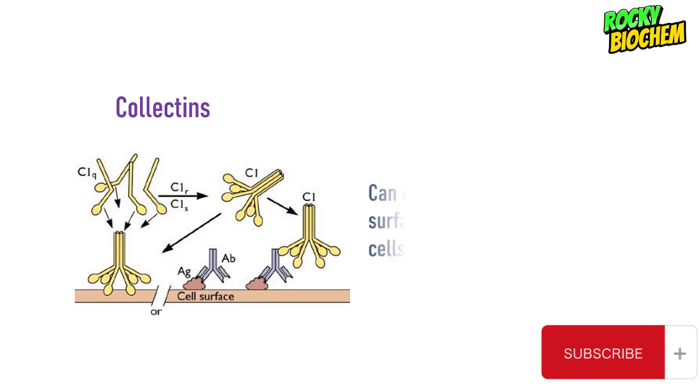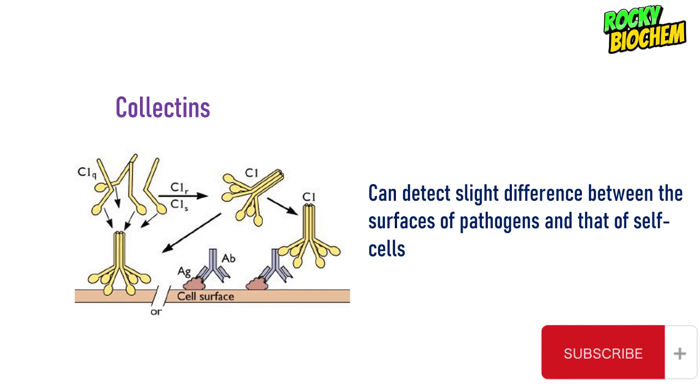So let's say the surface proteins or surface biomolecules of the invading pathogen are similar to that of the host, that of the normal cells. Collectins will be able to distinguish between the two, no matter how close the surface proteins or surface biomolecules are. Collectins will be able to detect the difference and then trigger the release of phagocytes for them to attack those pathogens at the invading sites.